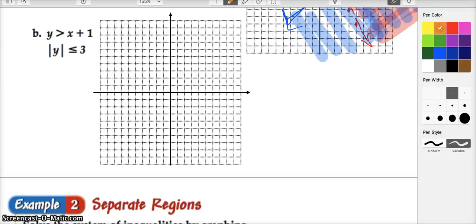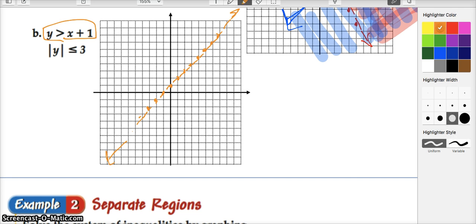The first inequality, I'll call you orange today. I'm going to start at positive 1, and my slope is up 1 over 1, up 1 over 1. I go ahead and graph this, and you should know by now that this is going to be a dotted line because this is a greater than, not a greater than or equal to symbol. So I get my dotted line going through all of these points. And then I'm going to shade above, because y is greater than this line.